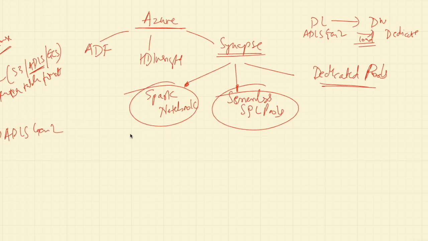Why do we need two different engines? Because data engineers generally prefer Spark notebooks. Data analysts, business analysts, whoever wants to write the SQL queries and all, they can use serverless SQL pools. So how this works is, here you will get a notebook kind of an environment.